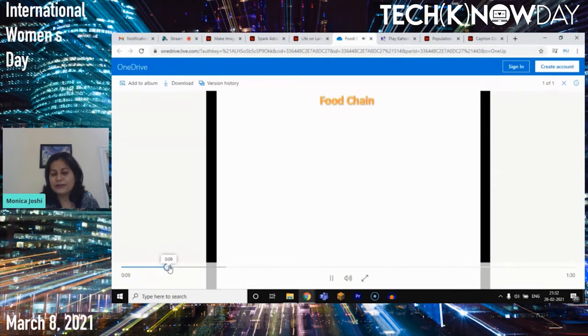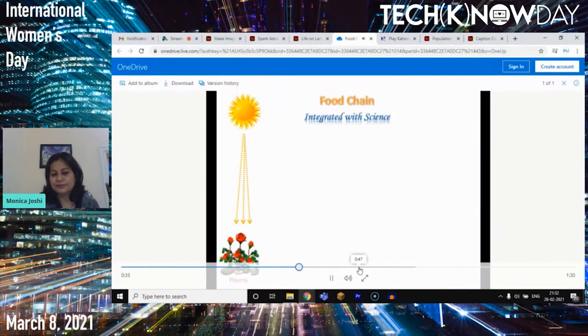I'll just chain it, which is food chain, integrated with science subject. A food chain shows how each living thing gets food and how nutrients and energy are passed from one creature to another. Sun is the main source. With the help of heat and light, plants produce their own food and grow. Food chain begins with plant life.